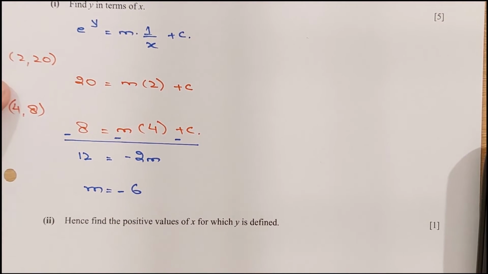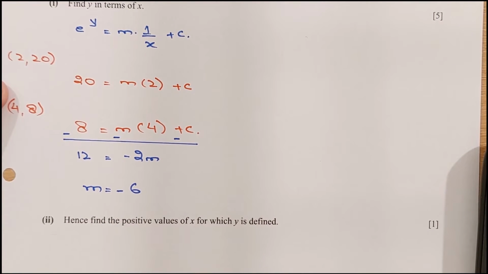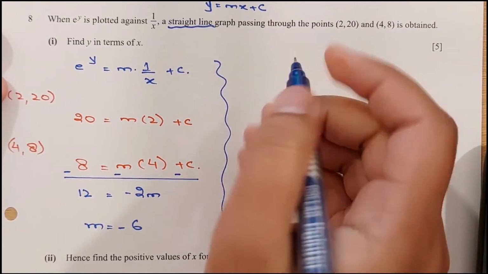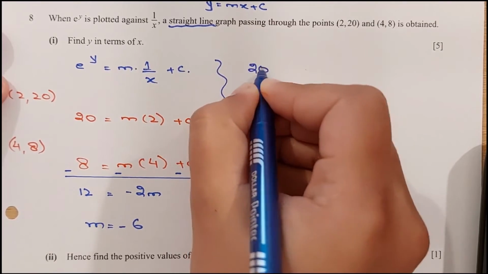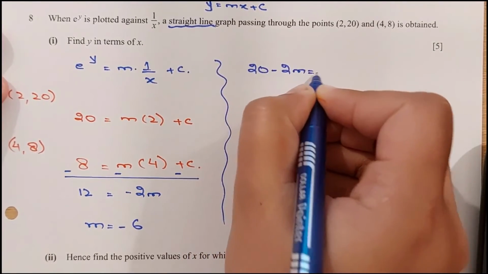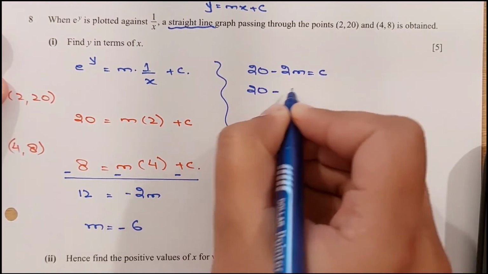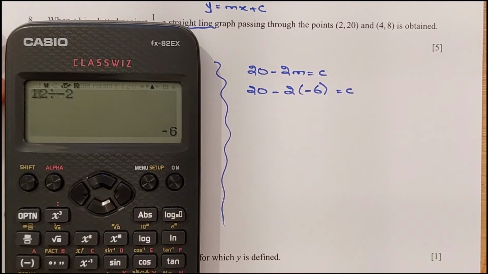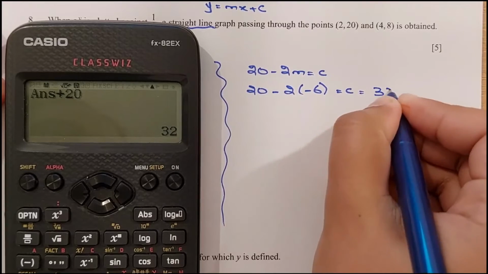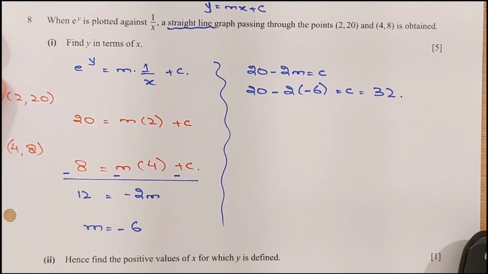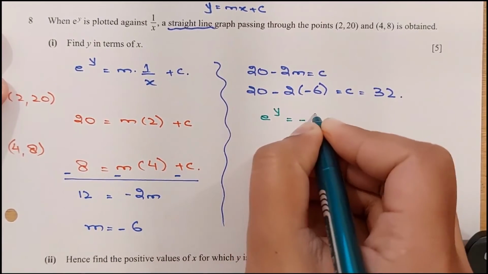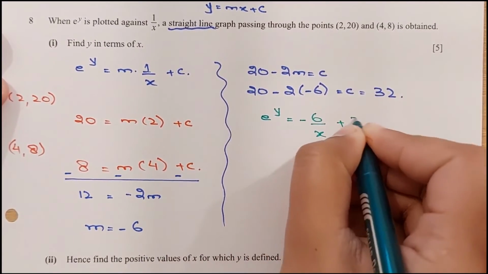Right, so when m is -6, we can put this m into the first or second equation and we will get the c, right? So here let me solve this. We can say 20 minus 2 times m equals c. So we have 20 minus 2 times the m value, which is -6, equals c. Okay, so 2 times 6 is 12 plus 20, the c is 32. Right, now let me rewrite this equation. So e power y equals -6 over x plus 32.